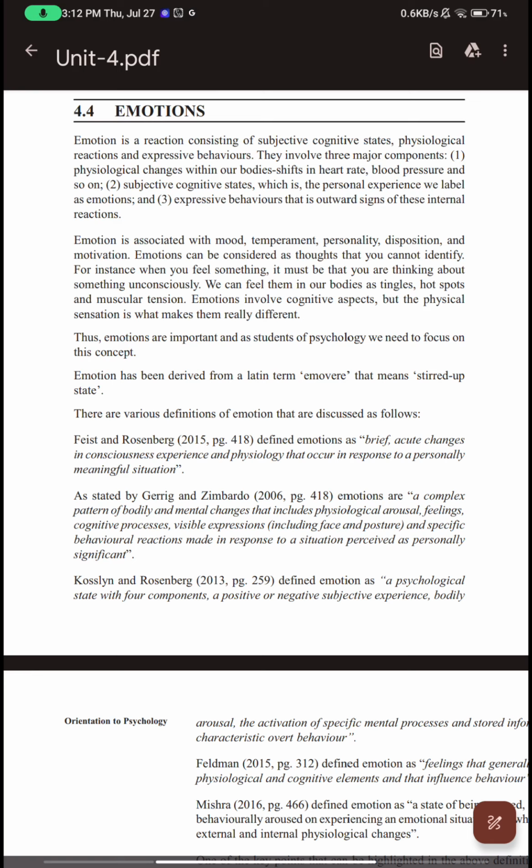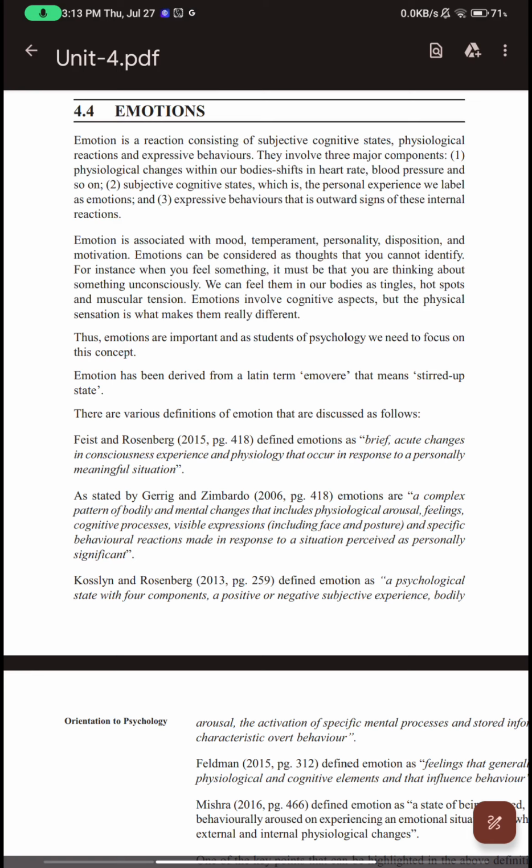I don't think you got what I just said, but you'll realize it as we cover this chapter. We can feel emotions in our body as tingles, hot spots, and muscular tension. I'm sure you must have felt these kinds of things. When you're super angry, you feel some kind of shivering or chilling inside you, right? Like your hands start burning up, or tingling, as if you want to beat someone up. Come on, just fetch me someone.